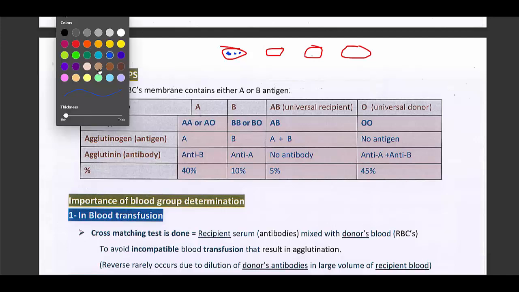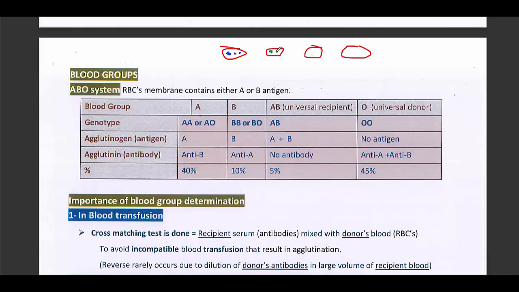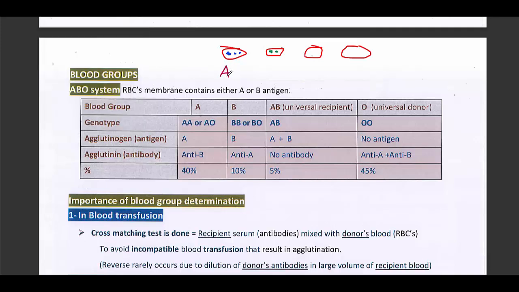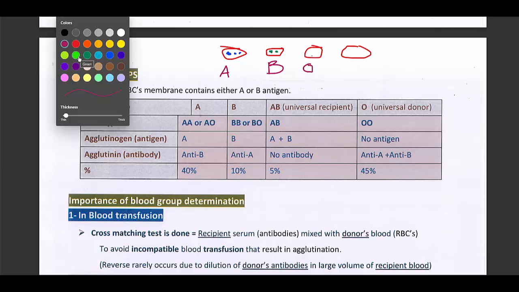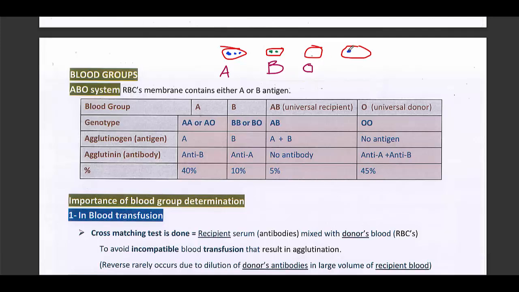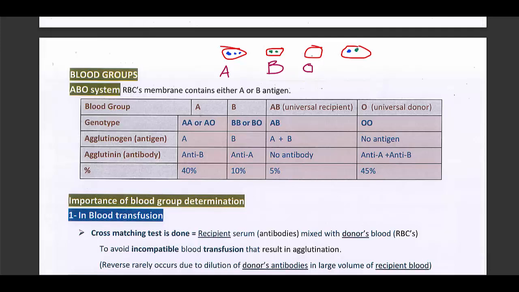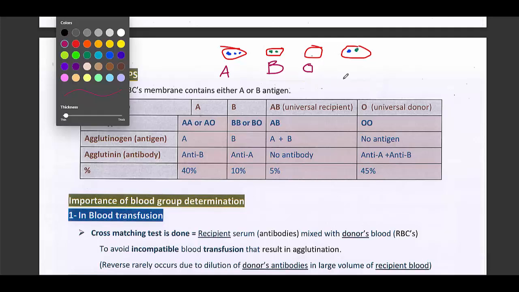Okay? And the green for antigen B. Okay? This is A. This is B. This, the naked one, is O. And finally, this is an AB antigen, simply.